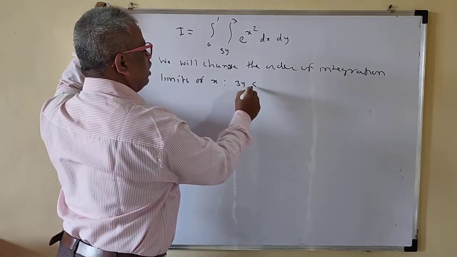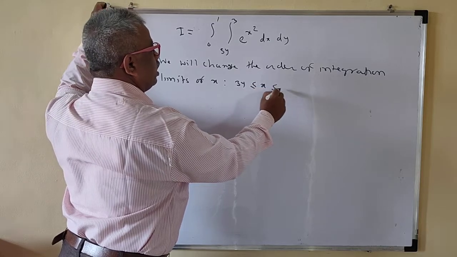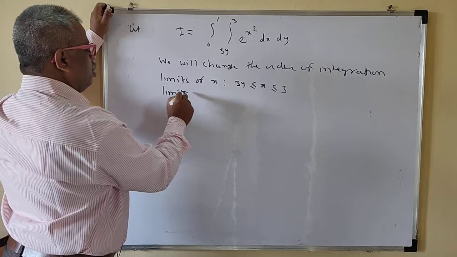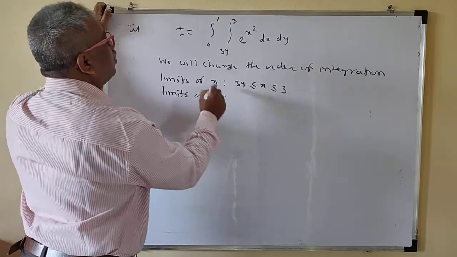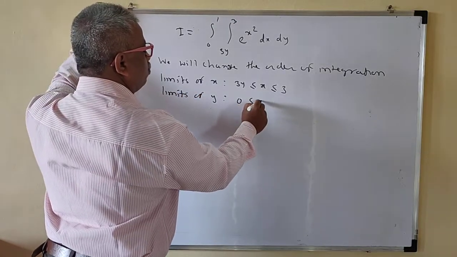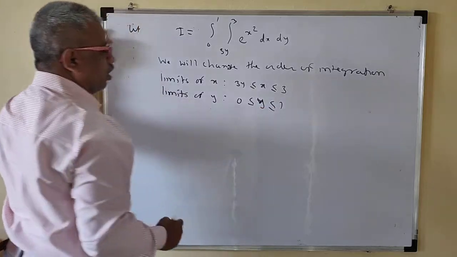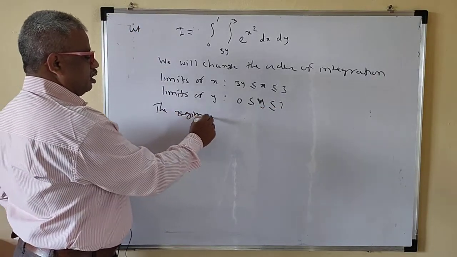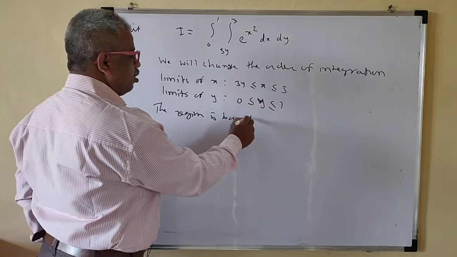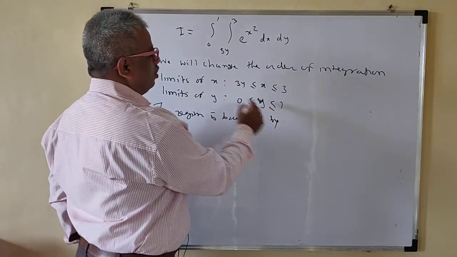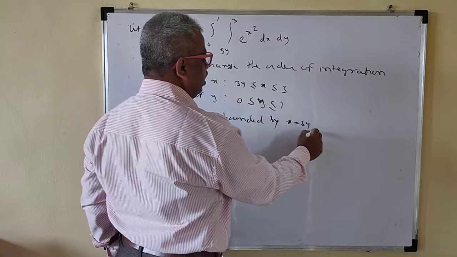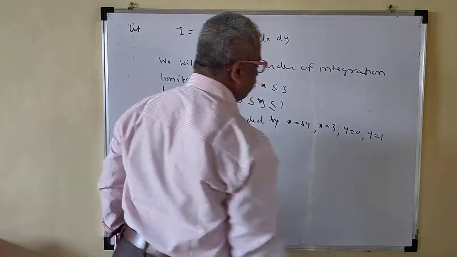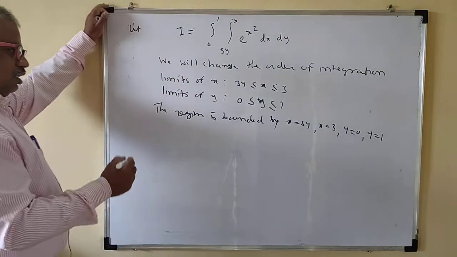The limits of x: 3y is less than or equal to x, which is less than or equal to 3. The limits of y: 0 is less than or equal to y, which is less than or equal to 1. The region is bounded by x equal to 3y, x equal to 3, y equal to 0, and y equal to 1. So we'll draw the region first.